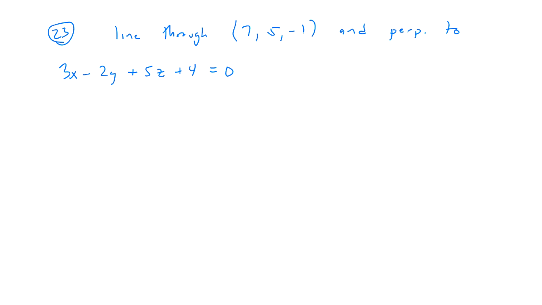So we have a line going through the point (7, 5, -1) and perpendicular to the plane given by this equation. Then give the equation of the line. The first thing is, like the last couple, just read off the normal vector. For whatever reason, they're using the same plane for all of them, so I think it's even the same normal vector as the last one.